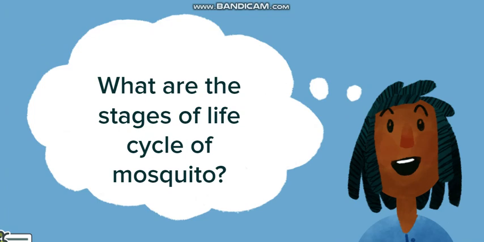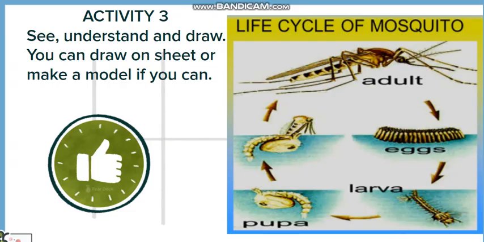What are the stages of life cycle of mosquitoes? Do you know? Yes, this is the life cycle of mosquito. Adult mosquito gives eggs. These eggs then develop into larvae which are converted into pupa, and the adult mosquito develops from pupa. So this is the life cycle of mosquito. See, understand and draw. You can draw the life cycle of mosquito on a sheet or you can make a model of it.